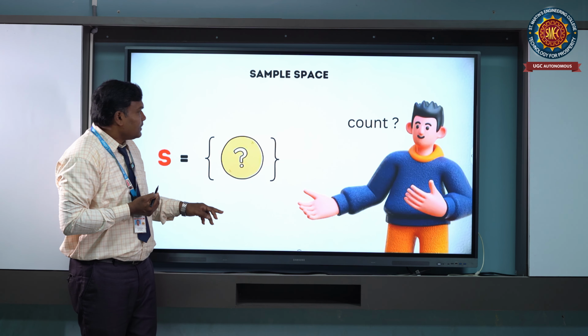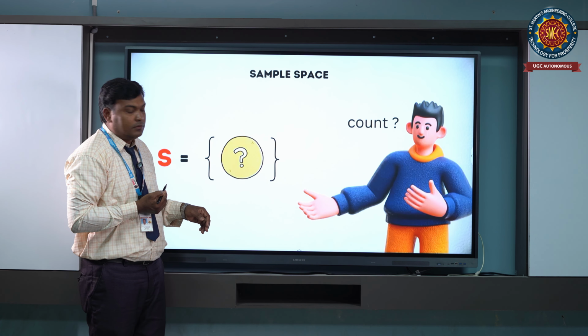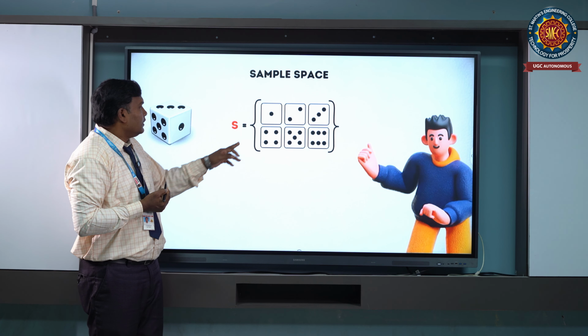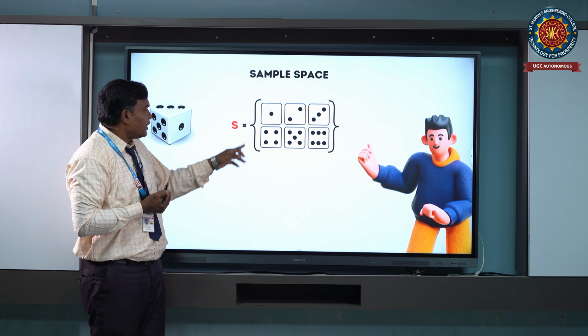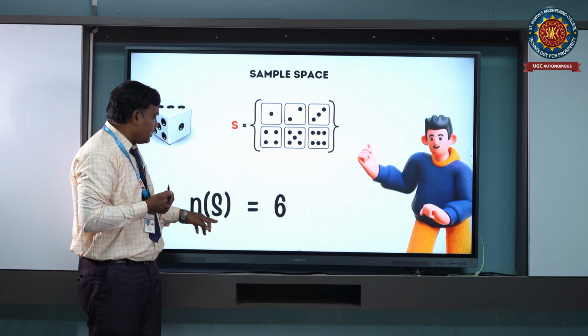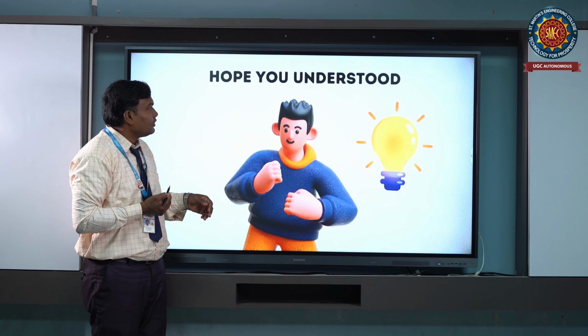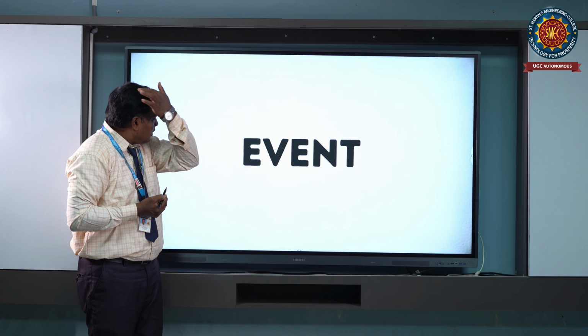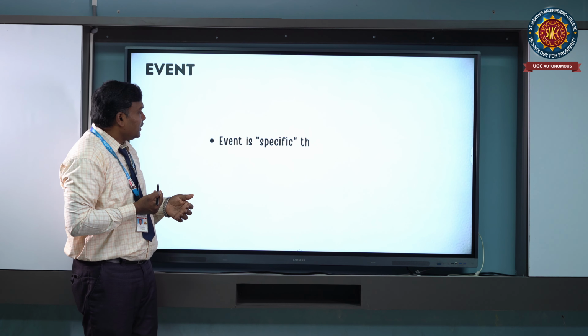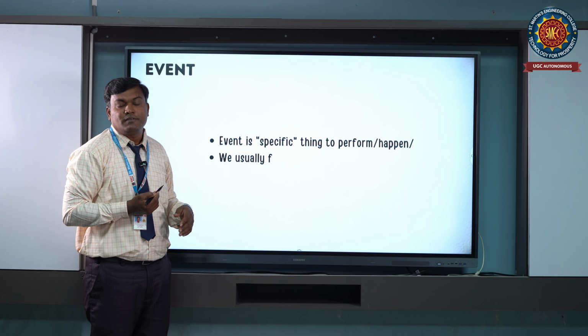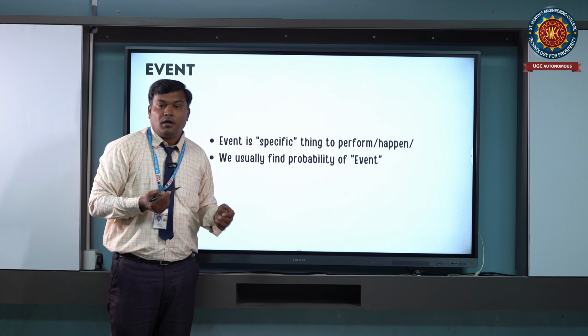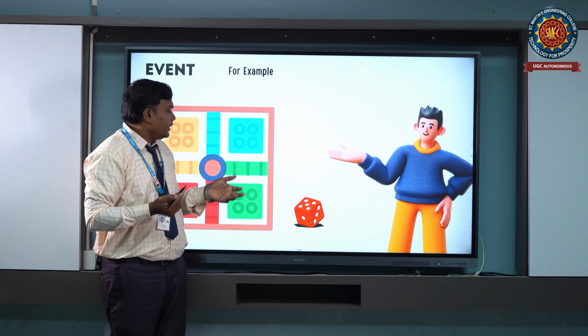So here, what is the count? Count is denoted by N of S. The sample space has 6 outcomes, represented in flower brackets. N of S is 6 outcomes we will get in this experiment. Now, an event is the specific thing we want, that is, getting an even number, or getting an odd number.